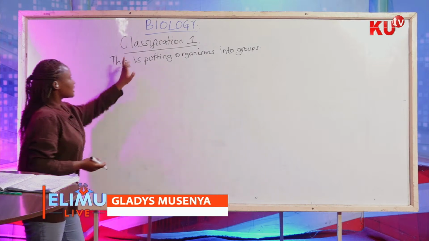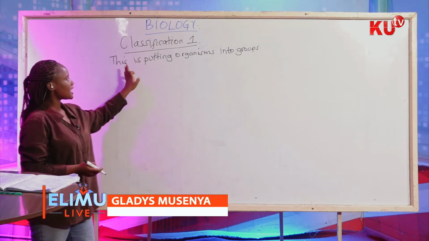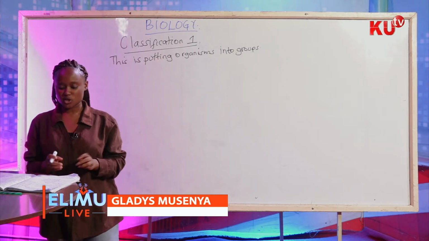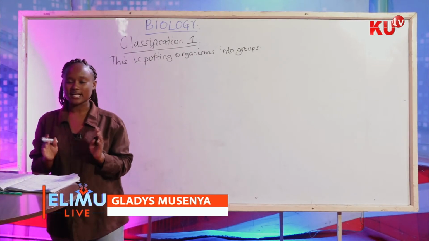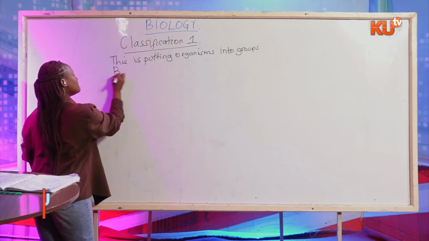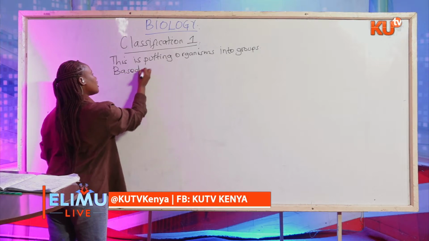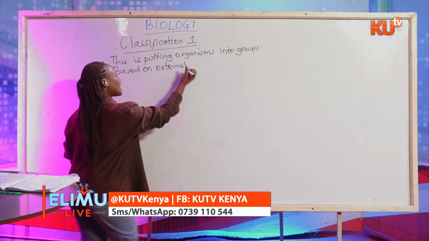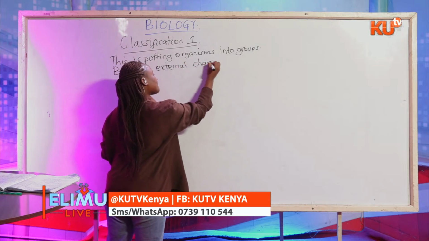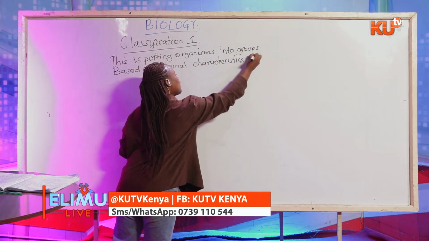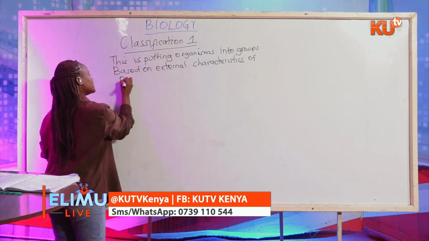So classification means putting organisms into groups. It is based on the study of external characteristics of organisms.